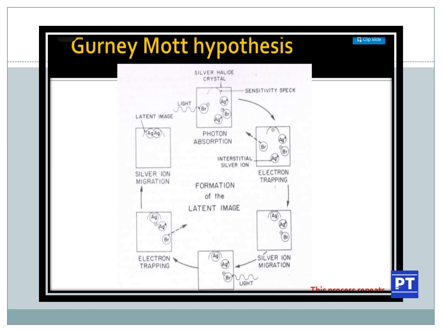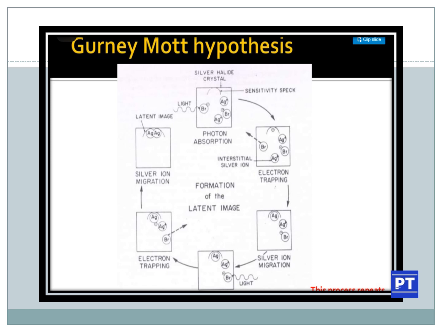In the first image, a light photon is coming and interacting with a bromine ion. When a light photon interacts with a bromine ion, it ejects an electron, and the bromine becomes neutral. This electron will keep revolving in the crystal lattice, and at last it will fall on the sensitivity speck. You can see in the second image that the electron is in the sensitivity speck.